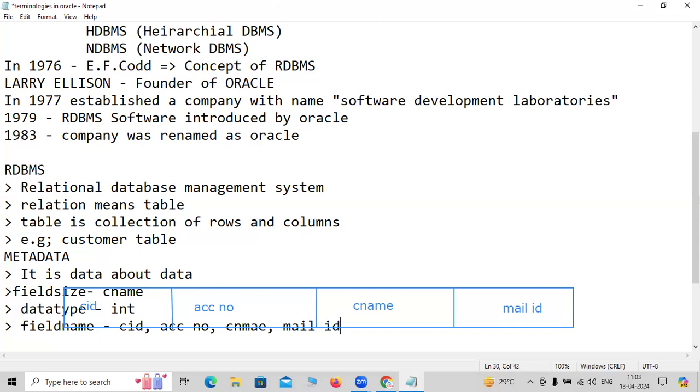So for customer name, what is the field size of the customer name? What type of data type is it, whether integer type or number type, or date type, or something else? And what is the field name of this table? So it is about data. So it is called metadata.